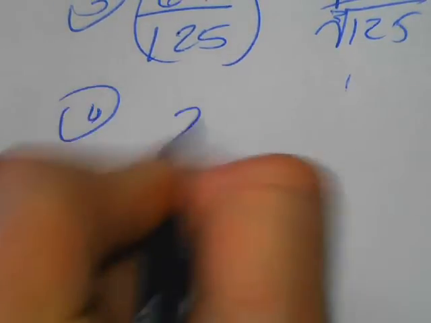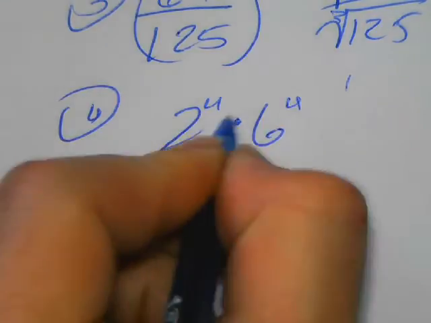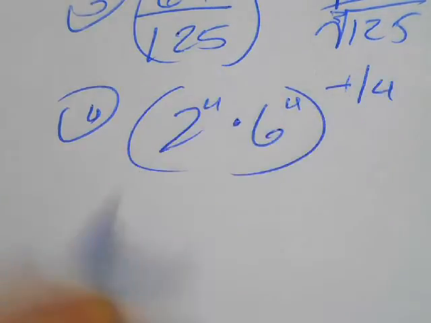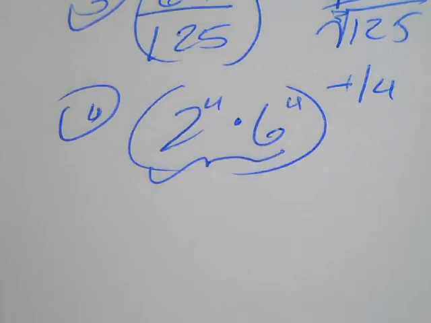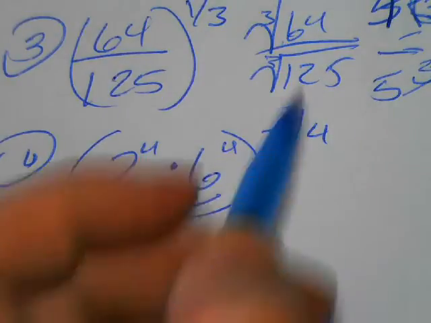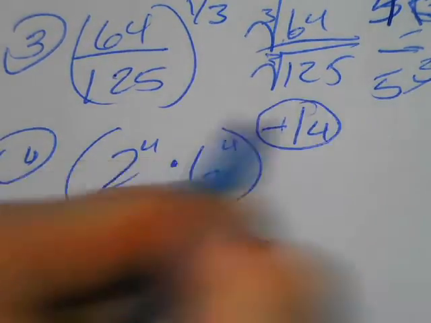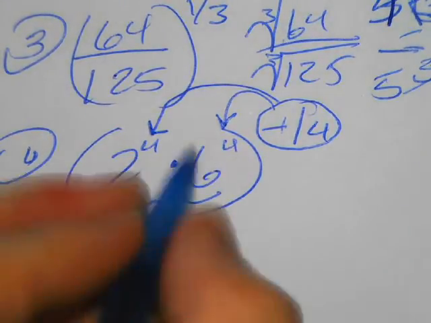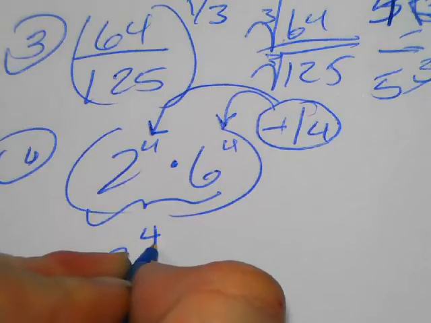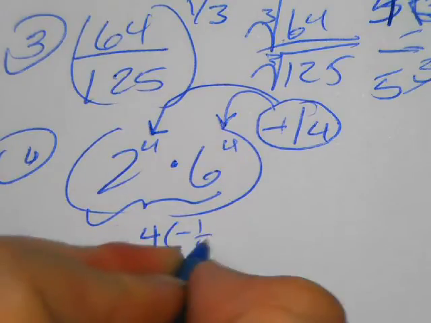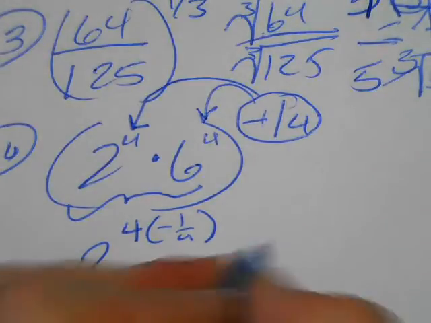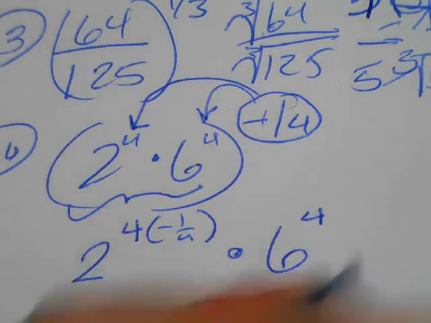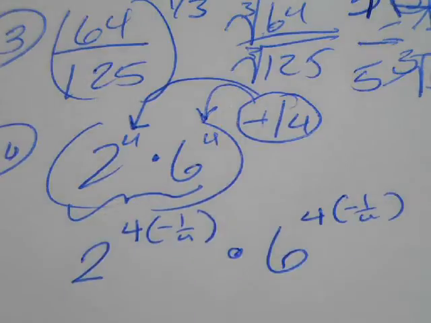Number 4 is giving you 2 to the 4th times 6 to the 4th, and then we're going to raise it to the negative 1/4. I do not have like bases, so I can't do anything with that. But what I can do is take this and multiply my exponents. So I could have 2 to the 4 times negative 1/4, times 6 to the 4 times negative 1/4.